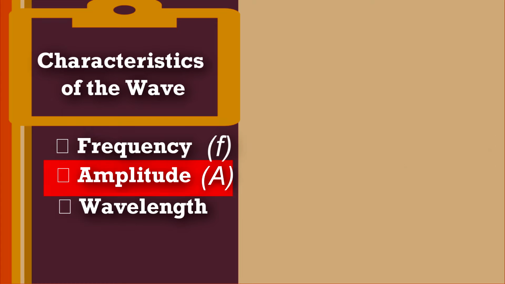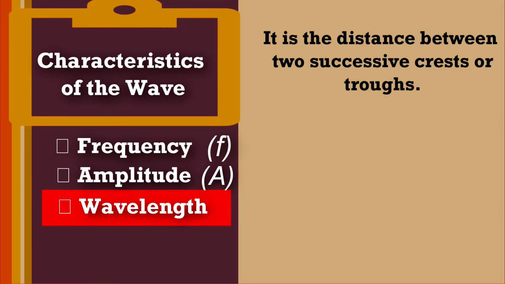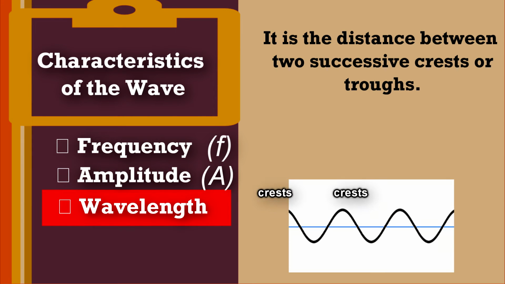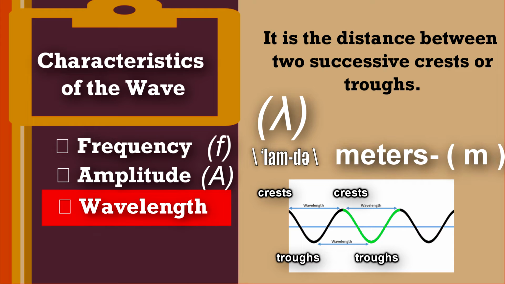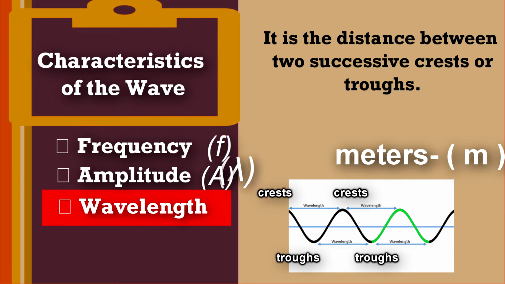The third one is wavelength. It is the distance between 2 successive crests or troughs. It is represented by the symbol lambda and is expressed in meters.